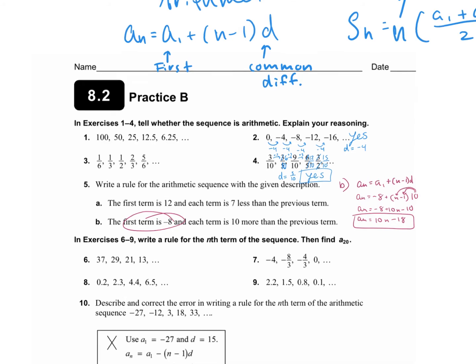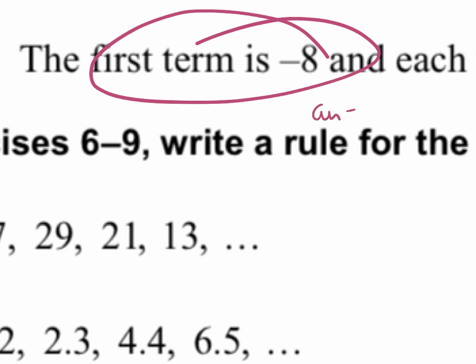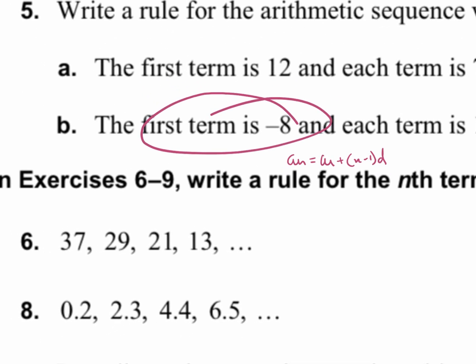All right, let's look at 6. Again, we are writing our rule. So we have a sub n is equal to a sub 1 plus n minus 1 times d. So a sub n is equal to, what is our a sub 1? What's our first term? 37. Plus n minus 1. What is our common difference? Perfect. We're subtracting 8 to get from one number to the next. So negative 8.